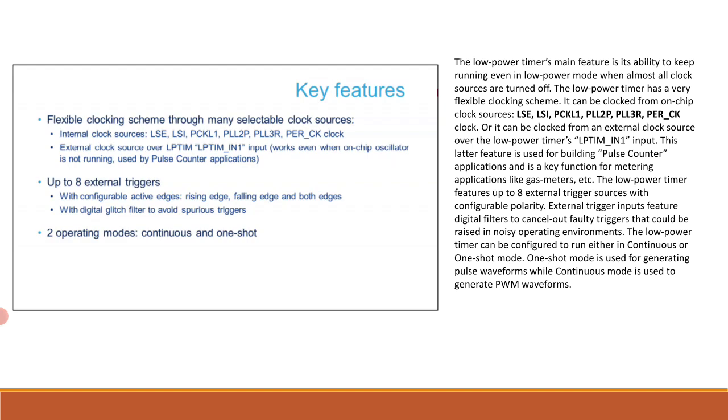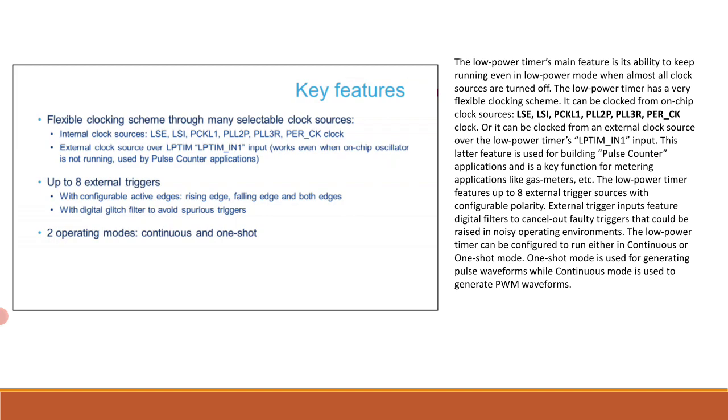The low power timer features up to 8 external trigger sources with configurable polarity. External trigger inputs feature digital filters to cancel out faulty triggers that could be raised in noisy operating environments. The low power timer can be configured to run either in continuous or one-shot mode. One-shot mode is used for generating pulse waveforms, while continuous mode is used to generate PWM waveforms.